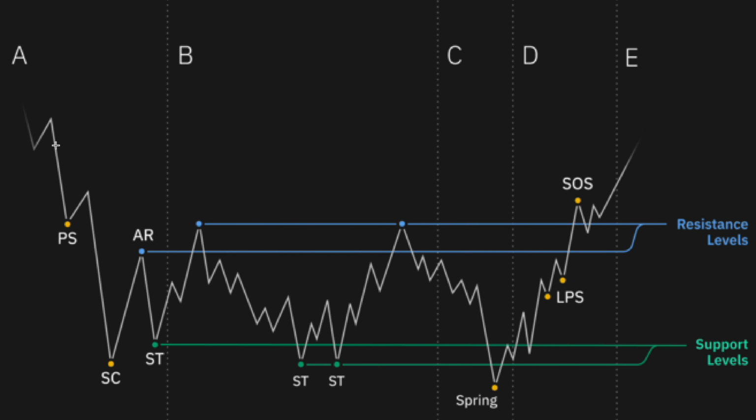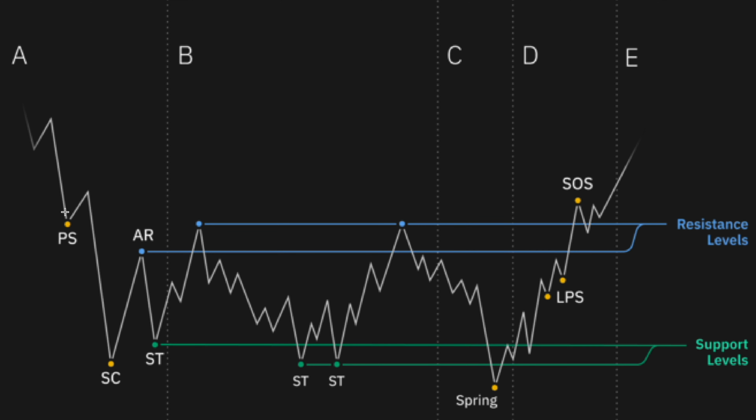Okay, I'm sorry about the somewhat low quality photo here, but hopefully it's good enough to get the concept across. You see, this is the accumulation phase, and it can be split up into 5 smaller sub-phases. In phase A, you've got selling power decreasing. PS stands for preliminary support. SC stands for seller's climax. AR stands for automatic rally. And then ST stands for secondary test. But I'll get into that.